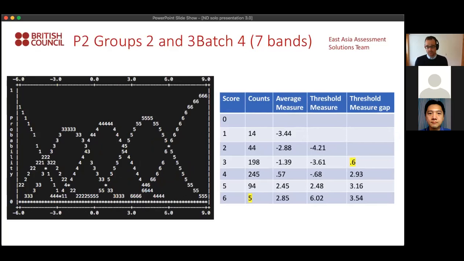And finally, for the final probability curve, we can see that there are low counts at the very extremes. Again, the average measures increase in number order. And finally, for the threshold measures, they increase in number order and the gaps are within accepted tolerances, except for bands 2 and 3. Now, I don't know how to account for this, as the counts are well within suggested tolerances, so there's enough data for calculation. Further investigation is needed.